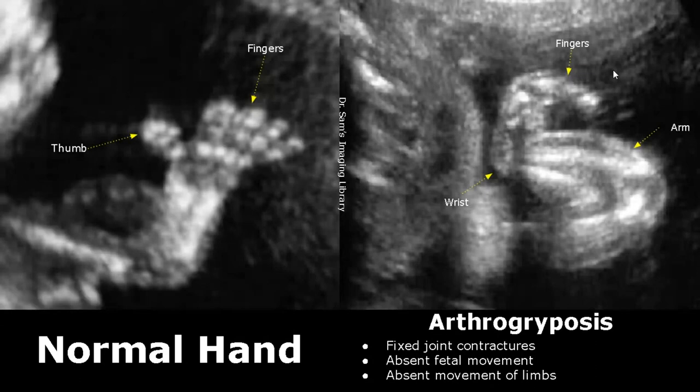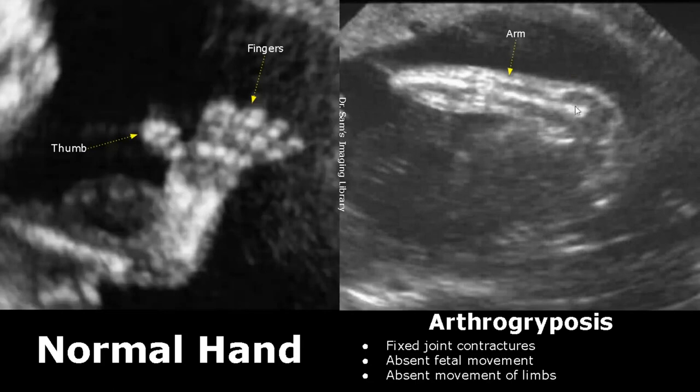Arthrogryposis involves fixed joint contractures with absent fetal movement. We will not find movement of the limbs. You will see fixed joints and stiff arms and legs, which will not change their position throughout the pregnancy. This is an image of the arm. It has remained in a fixed position throughout the pregnancy.